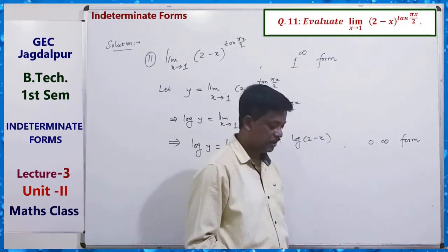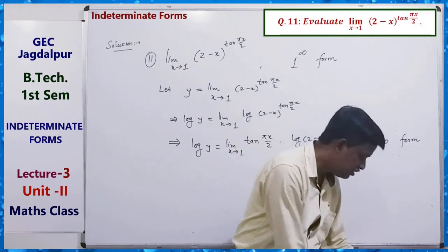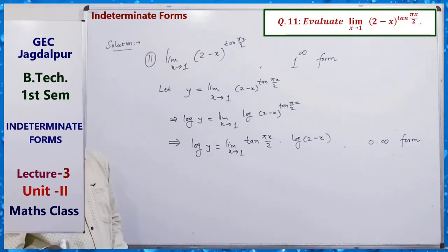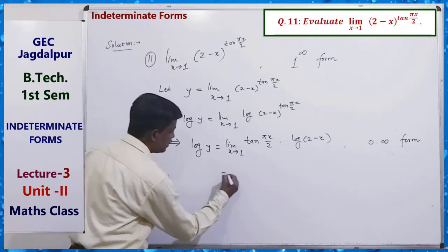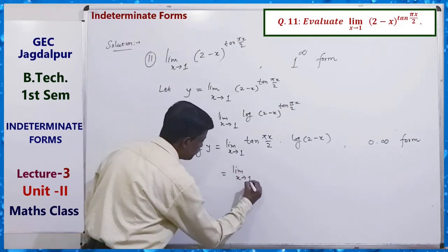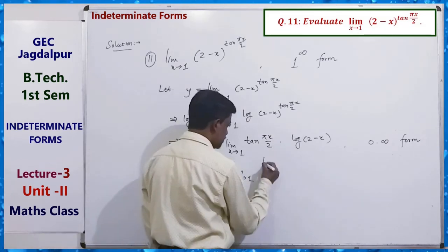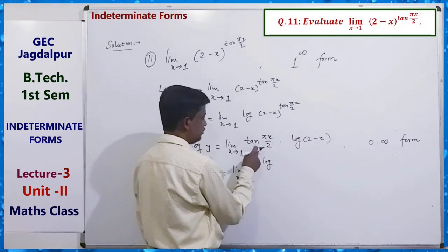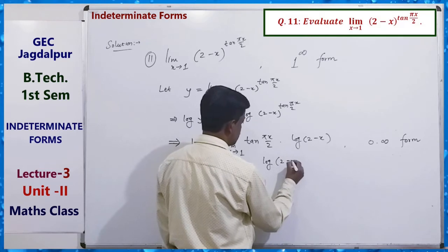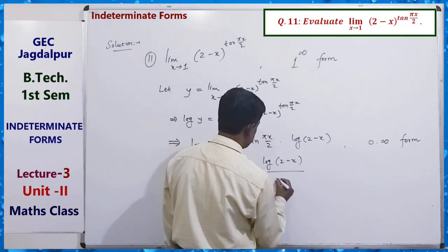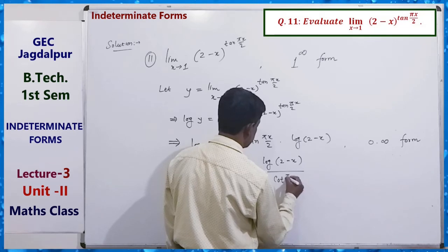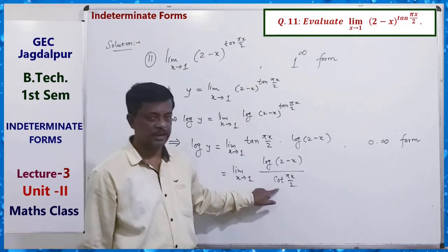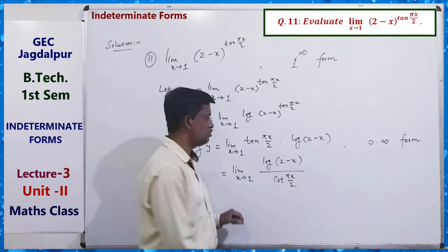Just we get. Now we will convert it first to infinity by infinity form and then 0 by 0 form. So here x tending to 1, this is infinity, this is 0. So log (2 minus x) upon, so we can write cot (pi x by 2). Just like cot (pi x by 2). So cot 90, 0. This is 0. So 0 by 0 form here.